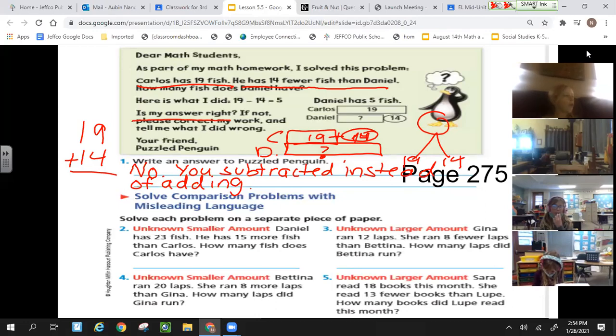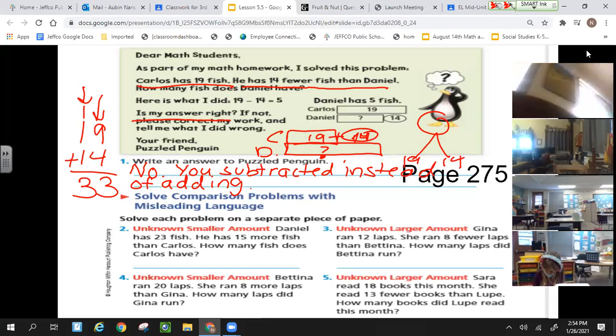So let's walk through this, Astria. What's 9 plus 4? 13. Okay, and you put the 1 here. Now, what's 1 plus 1 plus 1? 3. So what should the answer be? 33. So he should have gotten, Daniel has 33 fish, not 50.